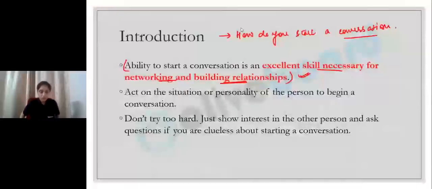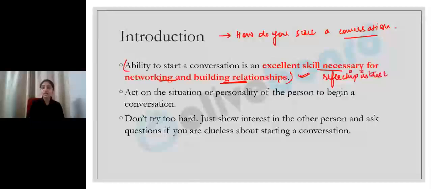So we were discussing the first point, that is, our ability to start a conversation is an excellent skill necessary for networking and building relationships. If you have the ability to start a conversation in your professional settings, that is, if you are proficient in starting a conversation, you are reflecting your interest in the subject, or in your work.